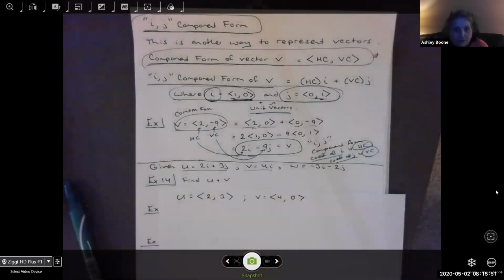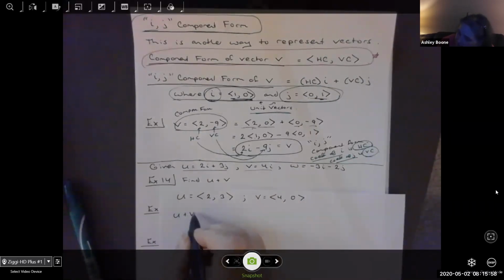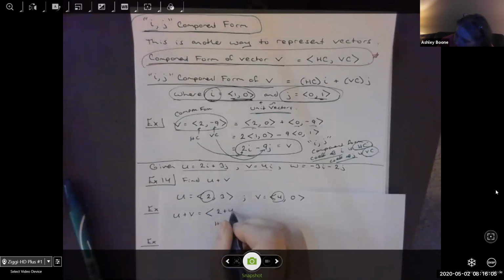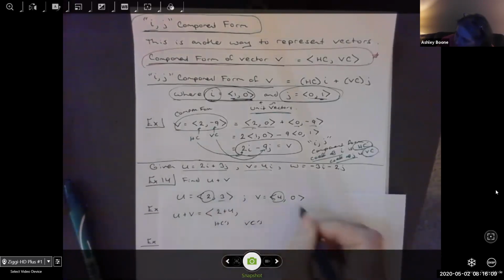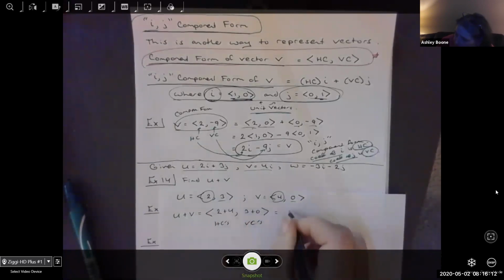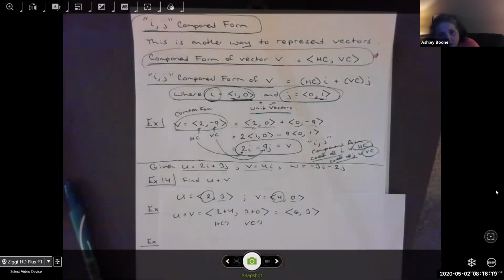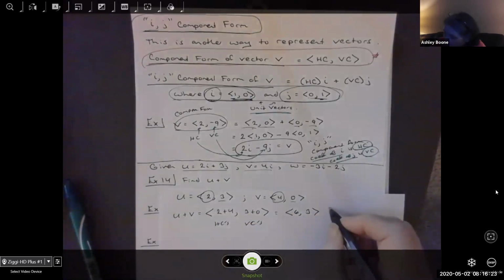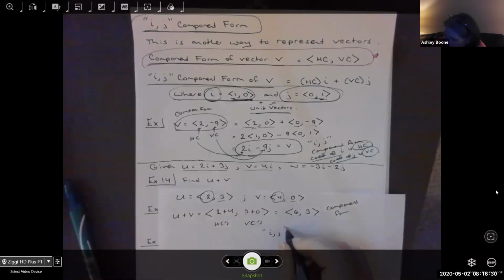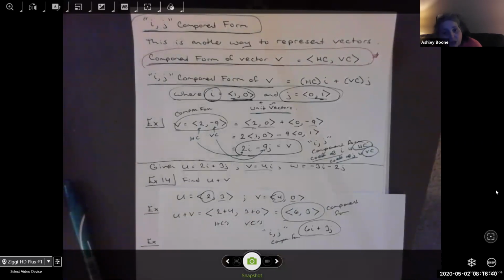These are the same two vectors in component form. What did we look at just a minute ago? If we wanted to add these two vectors, we added the horizontal components. So we went 2 plus 4, and we added the vertical components, 3 plus 0, and we should end up with, in component form, a 6 and a 3. Okay, that should be the sum of my vectors. In ij component form, this should be 6i plus 3j. These are the same vectors, just a different look.